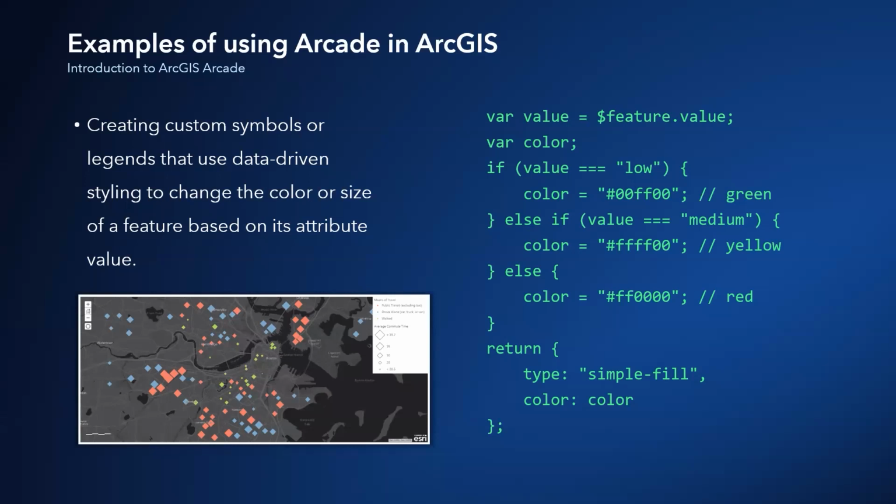Next, an if-else statement is used to evaluate the value attribute value and set the color variable accordingly. If the value attribute equals low, the color variable is set to green. If it equals medium, the color variable is set to yellow. Otherwise, if it doesn't match any of those values, it's going to be set to red. Finally, the code returns an object with the type simple fill and color value set to the color variable that was set in the previous step. This object can be used to define the symbol for the feature being evaluated, which in this case is a simple fill with a color that depends on the value of the value attribute.